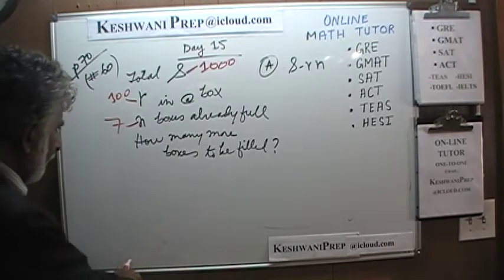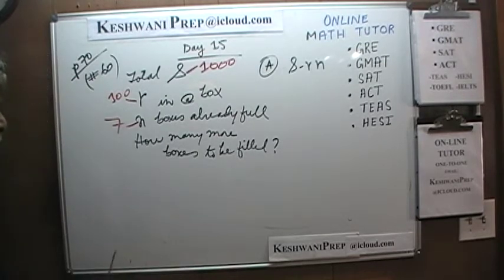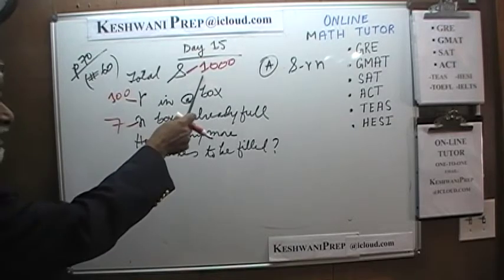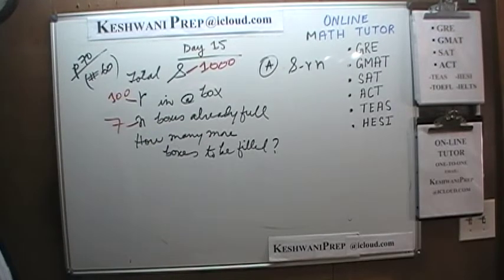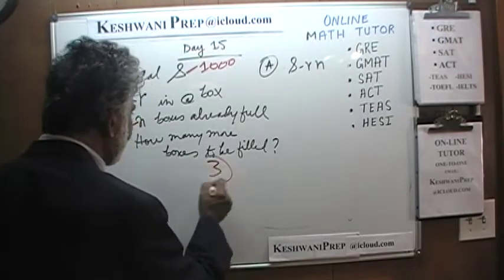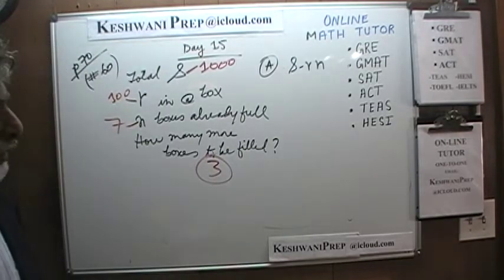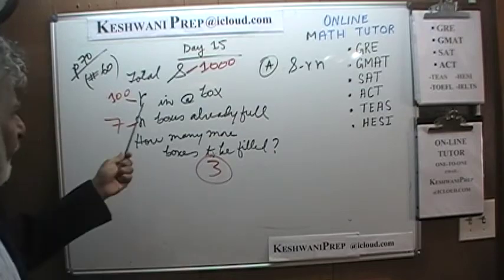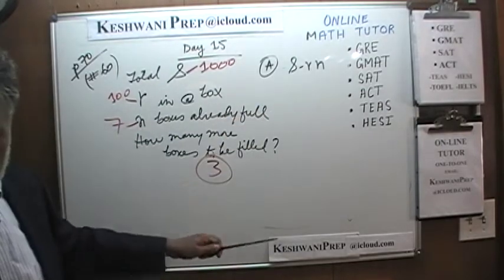Now it's very simple. If you already filled up 7 boxes and each box contains 100, that's 700. You have 1,000 altogether. Well, you got 300 more to go. So how many more boxes are you going to fill? 3 of them. How many more boxes are to be filled? The answer is 3. Now we go through all the answer choices and we plug in the values from here. And anything that gives us 3 is the answer.